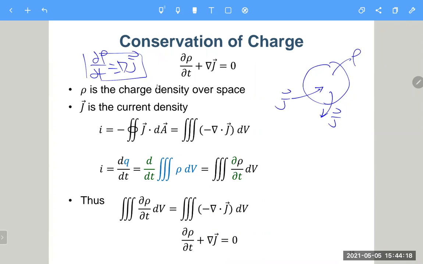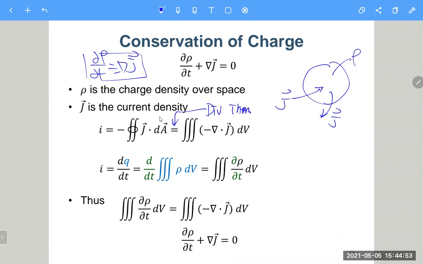And of course, we can also rewrite rho and J in double and triple integrals. So I is the double integral of J with a minus sign here. We can write the current as the surface integral of the current density. And here we make use of the divergence theorem.